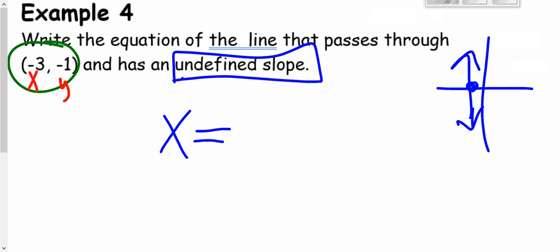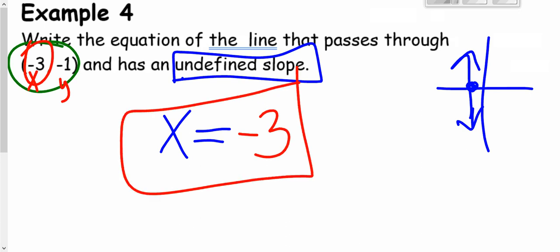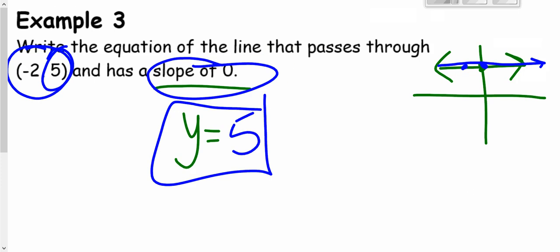Remember, it's always x comma y. So I'm going to take that x coordinate of -3. Boom, there's my equation. X equals -3. So make sure that you've got a note somewhere in there, really easy to read, highlighted, whatever, to make sure you understand undefined slopes are going to be x equals, and zero slopes are going to be y equals.